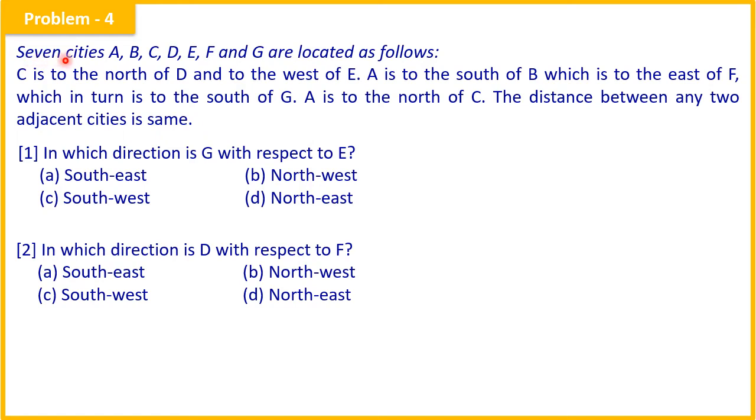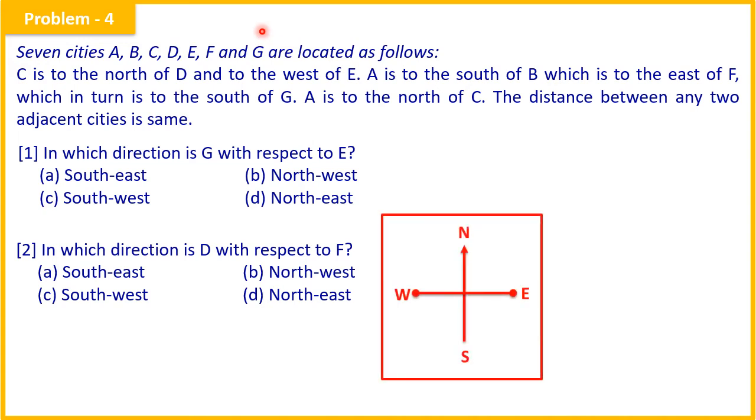Problem 4. 7 cities A, B, C, D, E, F and G are located as follows. C is to the north of D and to the west of E. सबसे पहले हम 4 main directions को एक corner of the paper में बना लेंगे for our reference. अभी जैसा problem statement में बोला है, we will do accordingly. C is to the north of D. So सबसे पहले मैं D मार्क करूंगा and C is its north. So C ऊपर आएगा. So C is to the north of D and to the west of E. As C is to the west of E, E इधर आएगा and C will appear on its west.